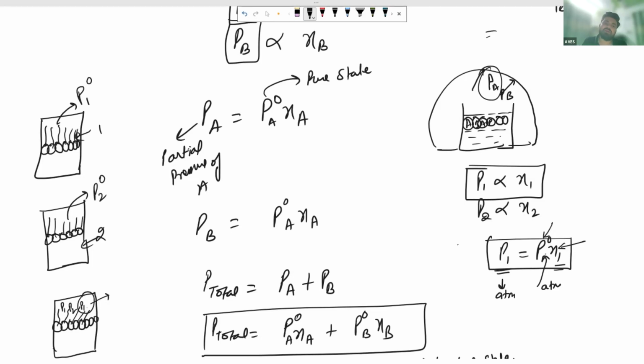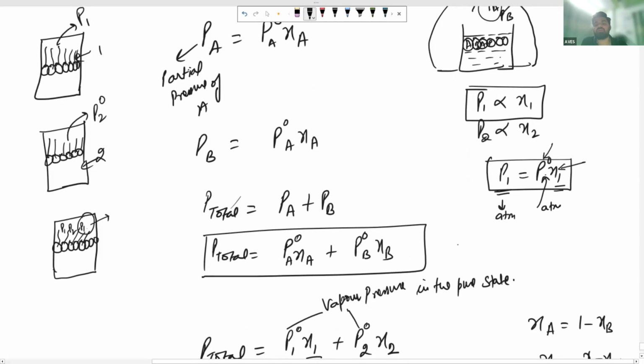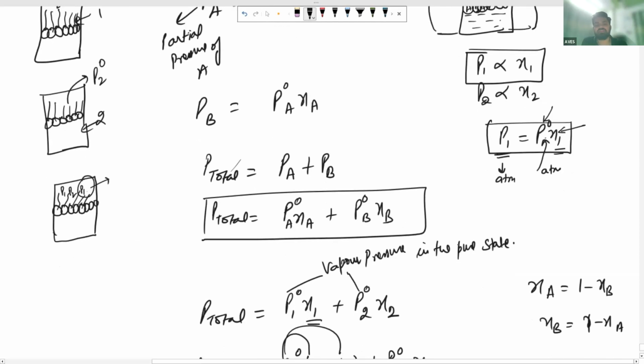Yes, sir. Now here PA is equal to PA naught into XA, then PB will be equal to PB naught into XB. And this is the pure state. Now you see that P total will be equal to PA plus PB. Here we add these two, and now we put this value here in place of A, and in place of B we put here.